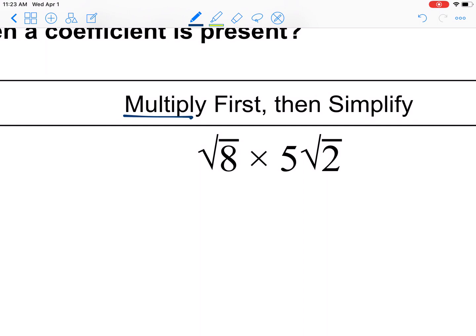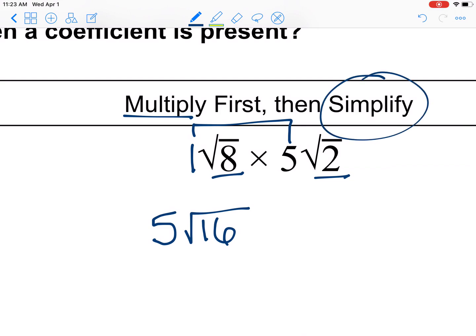So remember, there's a 1 in front of every radical if there's not a number there, if there's not a coefficient. So we just multiply our coefficients, and 5 times 1 gives us 5. And then we multiply our radicands. It does not matter if they're like. We still can multiply them. 8 times 2 gives us 16. Now, 5 root 16 is our answer, but we have to simplify it.